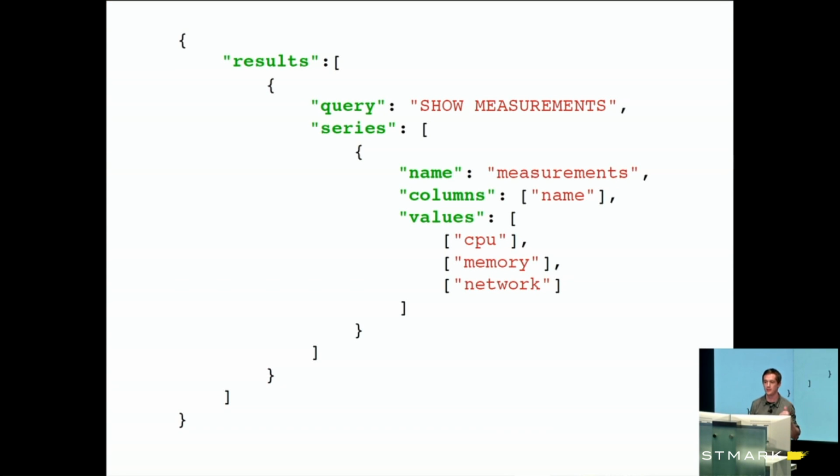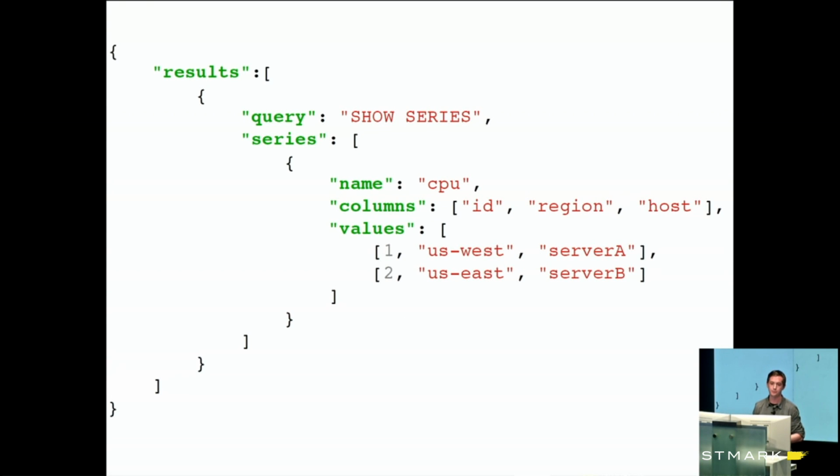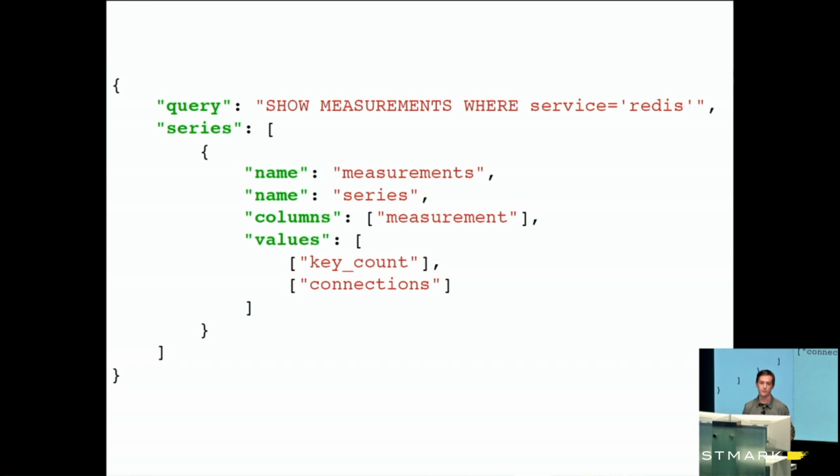So here are some quick examples. Here we're just saying show measurements. What measurements are we taking in this database? And it will just give you a collection of those. Here's show series. So basically per measurement, we'd get a series object, and we'd see the columns are actually the ID, and then the other columns are the tags. So we can see what all the unique tag combinations are that we're collecting.